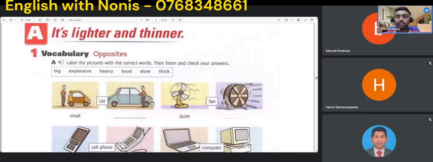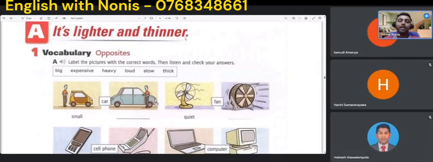Okay, let's look at this lesson. It's lighter and thinner. When you say it's lighter and thinner, it's the comparative form, right? So we learned about this. Let's look at the vocabulary first.